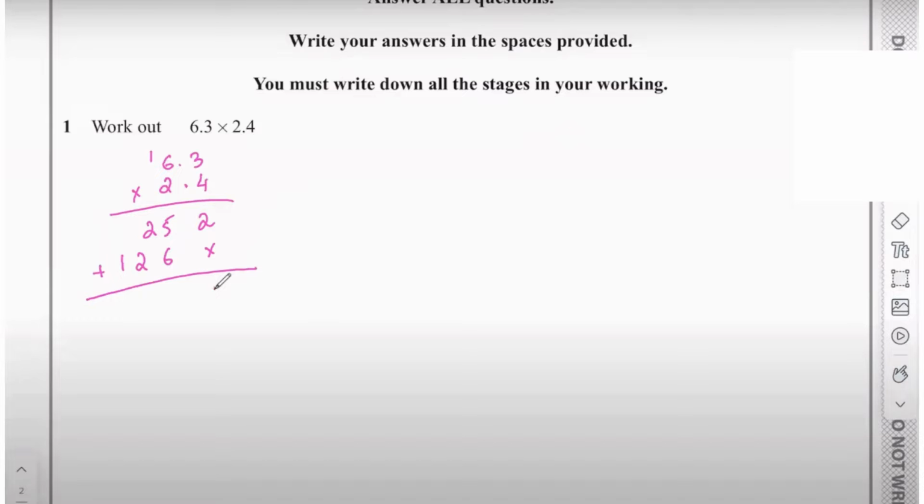2 plus the placeholder is 2 because the placeholder has a value of 0. 5 plus 6 is 11. Carry the 1. 2 plus 2, 4, plus 1, 5. And 1 comes down as it is.